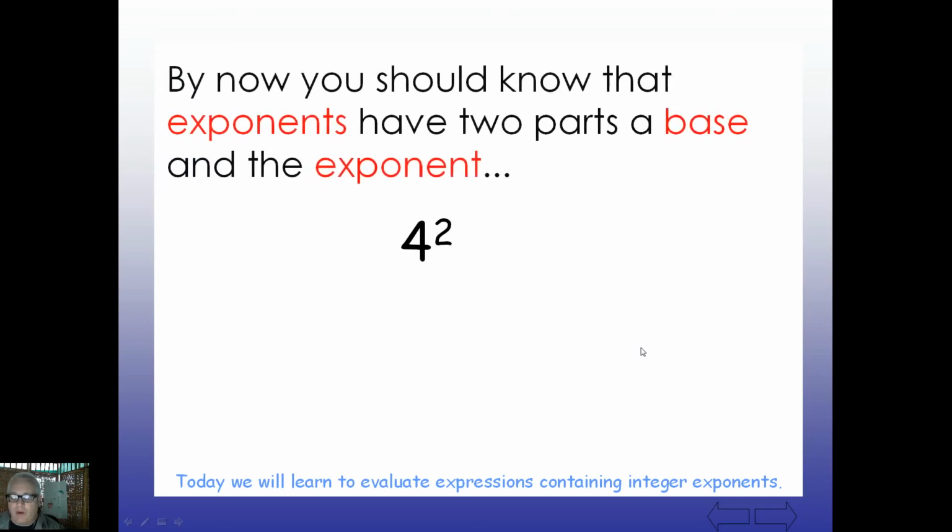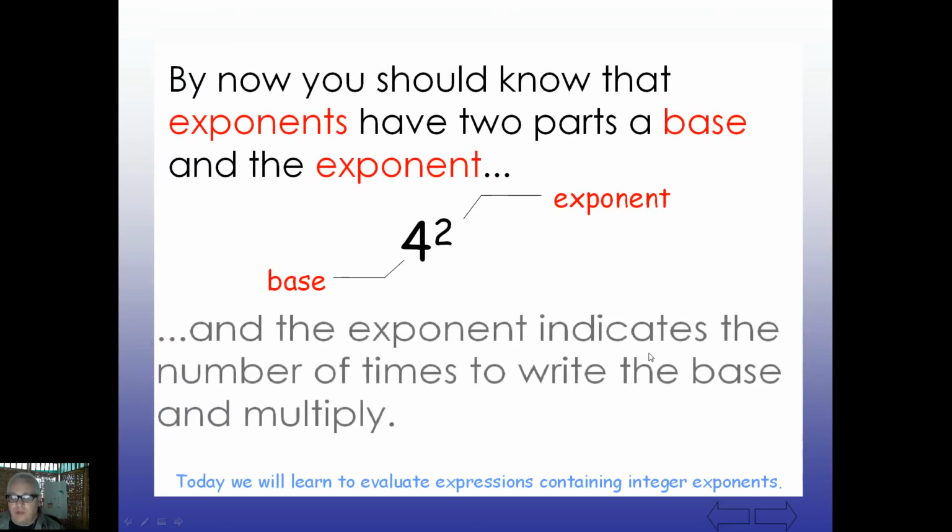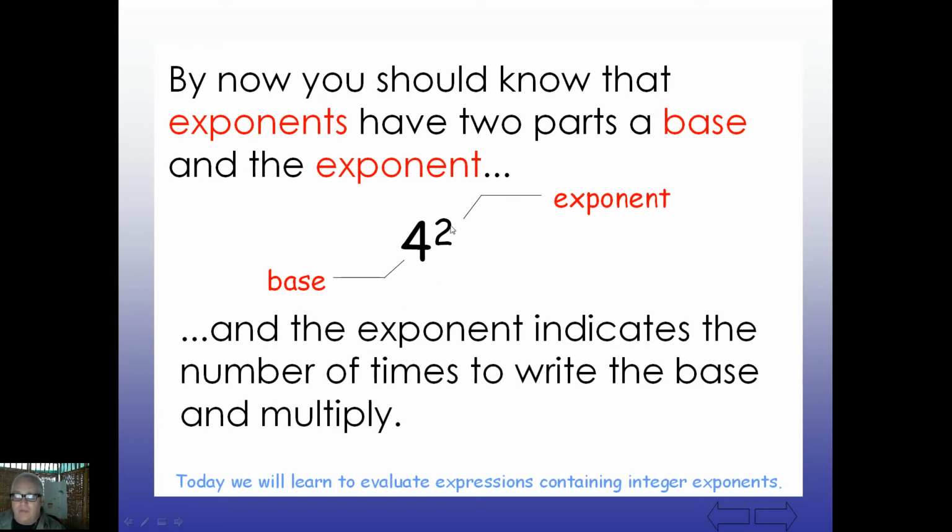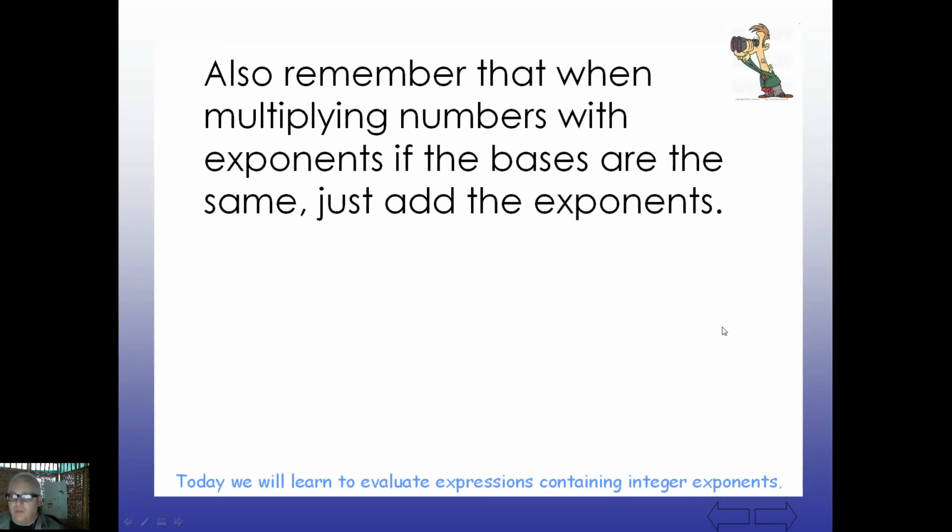For example, what would be our base here? Hopefully you recognize the base is 4 and the exponent is 2. And this 2 here tells the 4 to multiply itself twice, and of course we know that's going to be 16. 4 times 4 would be 16. Alright, take a look at this one.